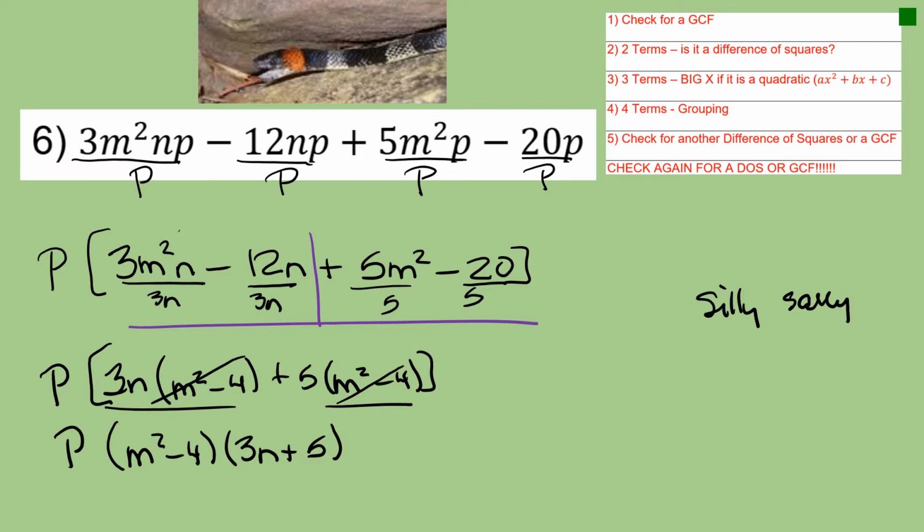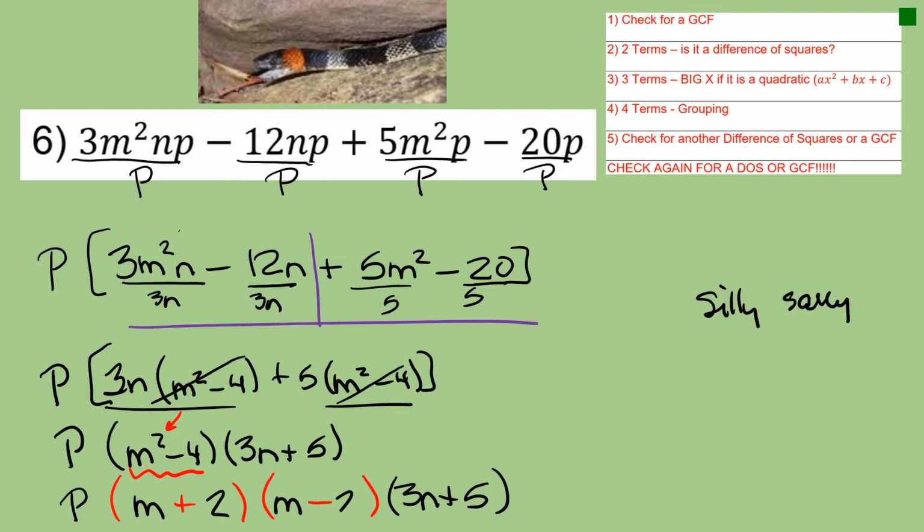Oh my gosh, we thought we were ready to move on, but we are not. Look at this guy. Anytime there's a squared term, that means look. That's a real clue for double, triple checking. Otherwise, it's a GCF. But if there's a square, you're going, did I miss a difference of squares? And lo and behold, I did. That's going to factor into a plus minus. My P and my 3n plus 5 are just hanging out. Square root of m squared is m. Square root of 4 is 2.